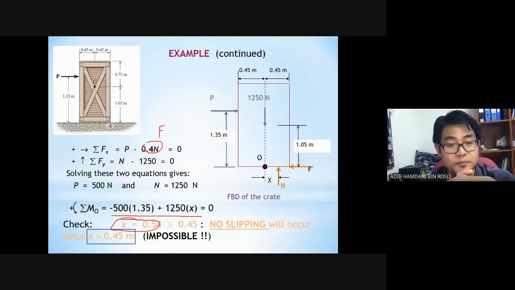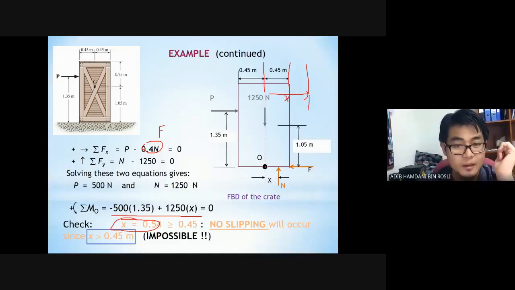Is it possible? Just imagine. X equals to 0 is at here, right? X equal to 0.45 is here, right? X equal to 0.54, it should be here. Which means that your X is this, while, look at the bottom, right? And the N is here, which is not on the body. Is it possible? It's impossible, right?